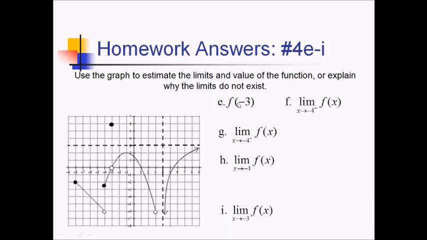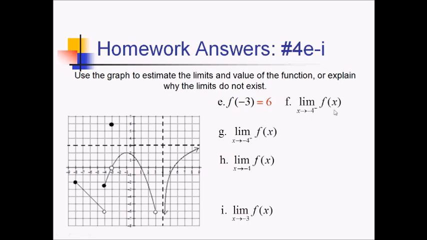For parts E through I, on that same question that we just did A through D on, we're going to do a few more limits and a function value. The first question is actually the function value of the function f at -3. So over here at -3, we're looking for where the solid dot is if we're asking for the function value. So that's actually going to be all the way up here at +6.